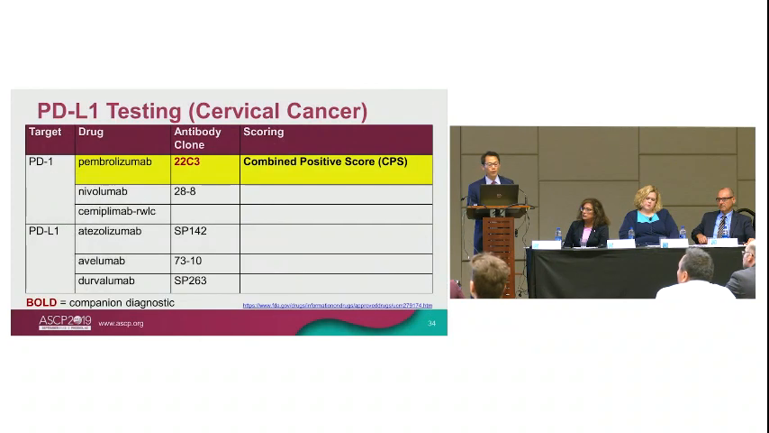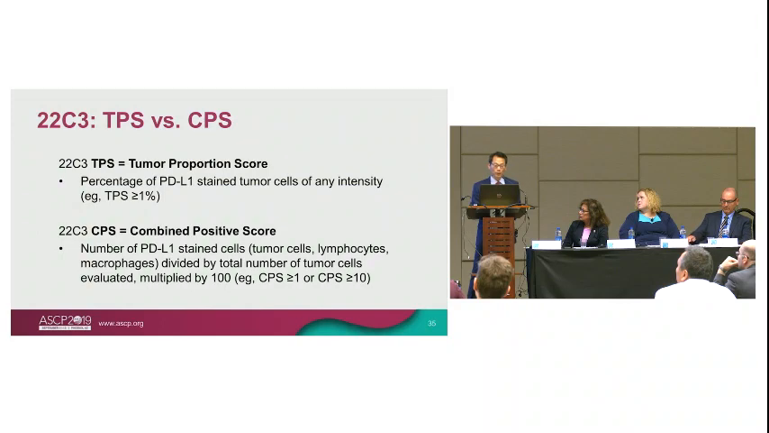we wanted to emphasize some of these drugs specifically, knowing that currently there are 6 agents on the market and potentially even more. As it relates to this one particular indication of advanced cervical cancer, currently the only FDA-approved drug is pembrolizumab. And this one, unlike lung cancer, uses D22C3 as a companion diagnostic using combined positive score, CPS, not the tumor proportion score, TPS. So we're going to talk more about why that matters. Why is that relevant?